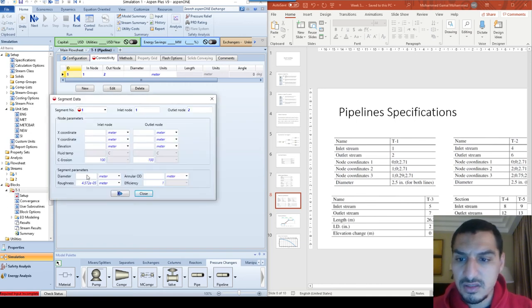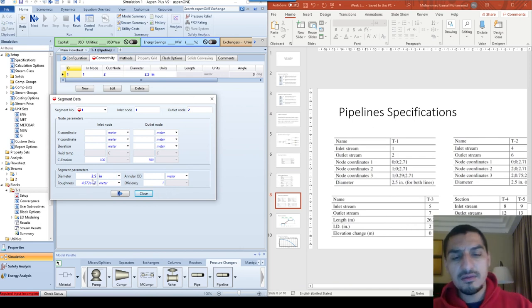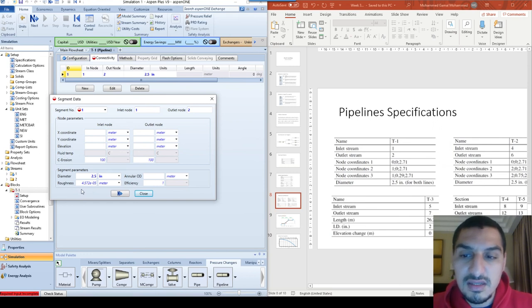And we can edit it. The diameter is gonna be 2.5 inch. And this is the roughness, which is the height of the roughness in the internal surface of the pipeline, and it's very important to calculate the friction factor, and that's why it's taken here by default with this value.